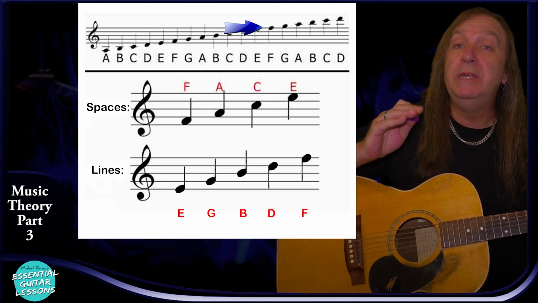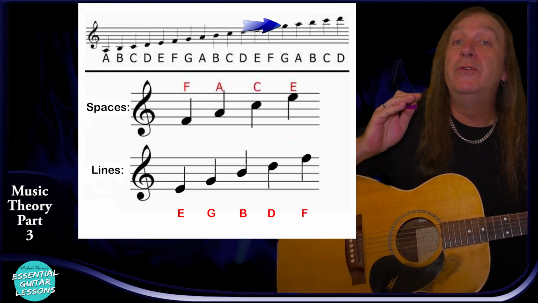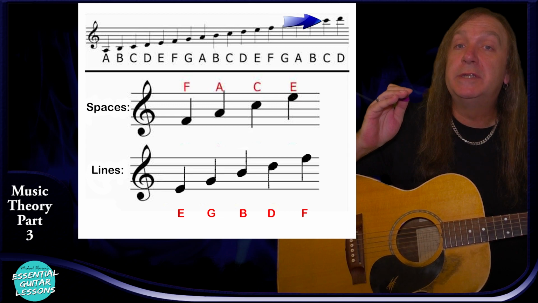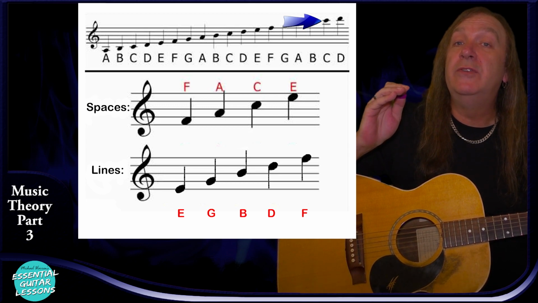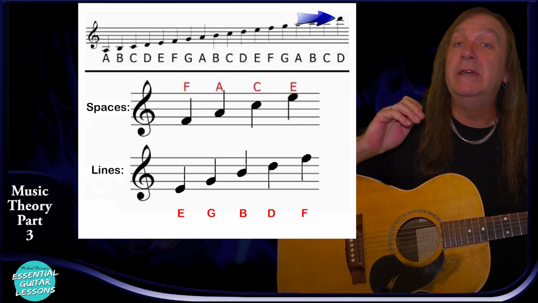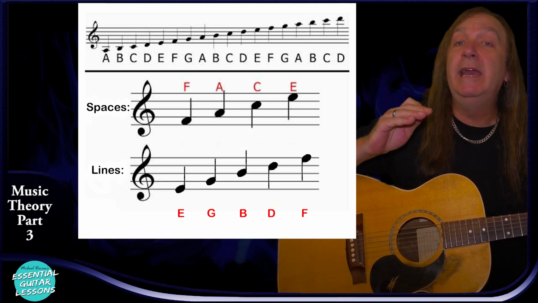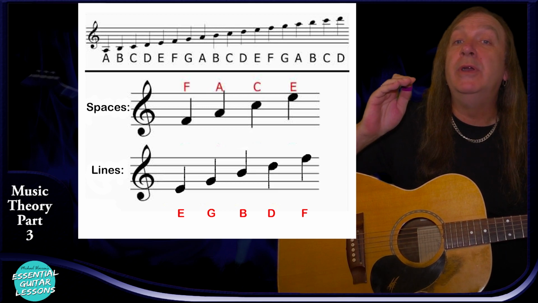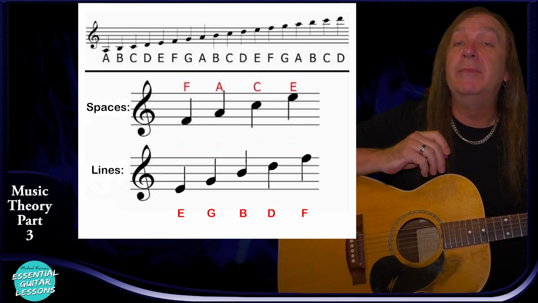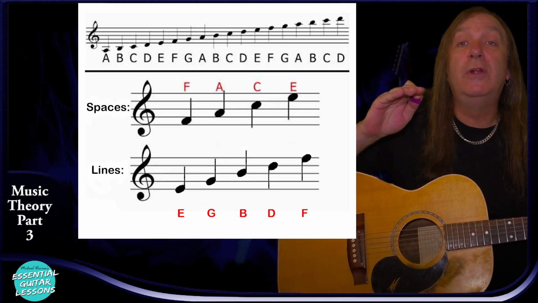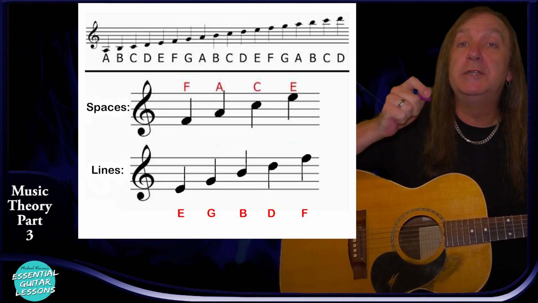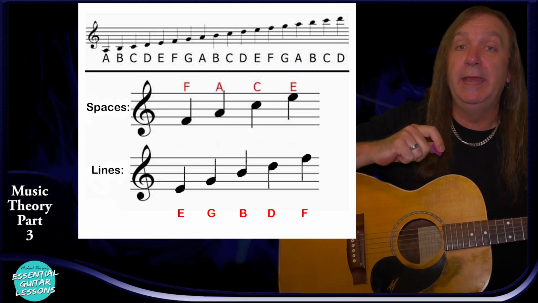So the space would be G, and then our first ledger line would be A, and then our next space would be B, our next ledger line would be C, then our space would be D, and then our next ledger line would be E. So I'm just going from F and using our alphabet: F, G, A, B, C, and we can keep going up there, going line, space. So whenever we're using the alphabet, make sure you do line, space there.